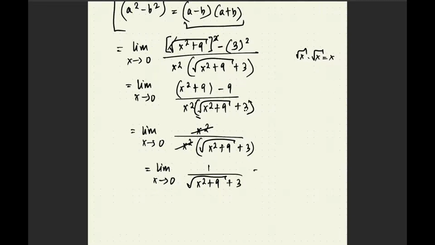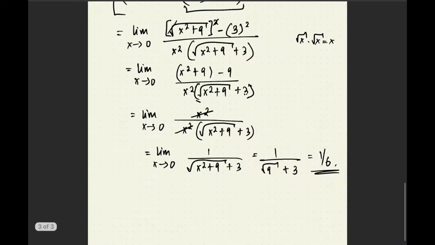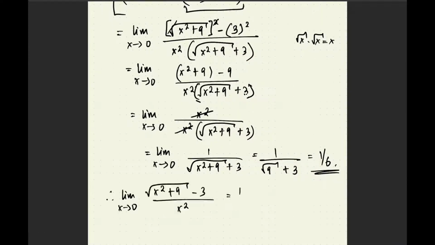Now let's try plugging in over here. So it's just 1 over root 9 plus 3, which is just 1 over 6. And yeah, we just solved this limit. So therefore we can say that the limit as x approaches 0 is 1 over 6. So that's how the conjugate method works.